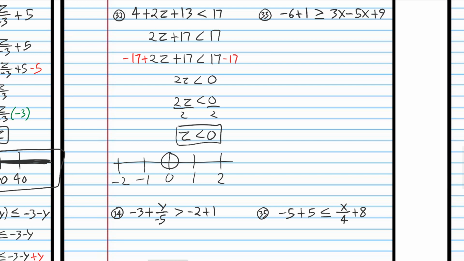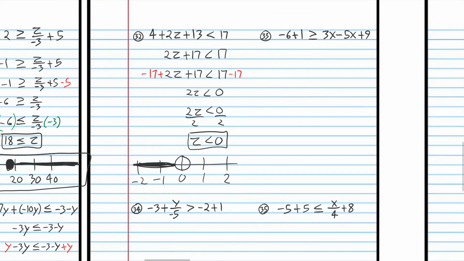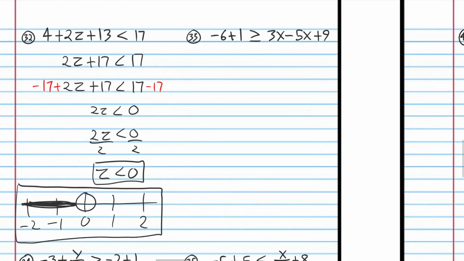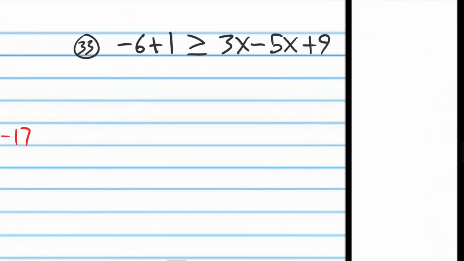And it's an open circle. And the shaded part is z, and z is less than 0, so I shade in this part here. So if you got that graph and that algebraic solution, good job. Again, you have your algebraic solution and your graphical solution. So go ahead and try 33, and when you come back, we'll do it together.